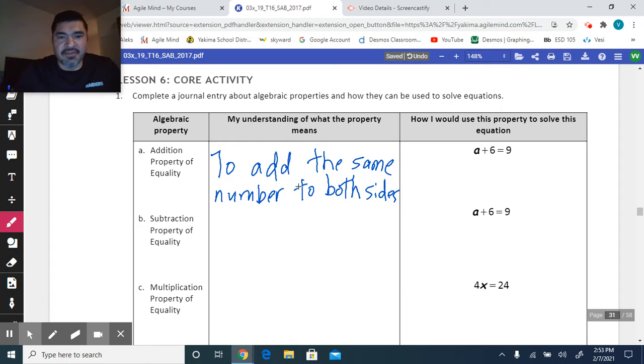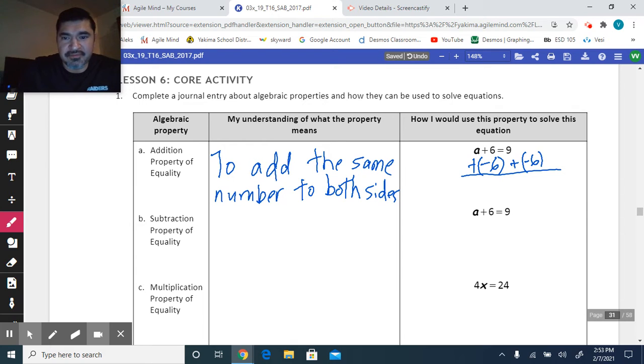Okay, so I'm looking over here at this one here. It says a plus 6 equals negative 9. Now, they want me to use addition property of equality. So I have to add a certain number. What number would I have to add to get rid of positive 6? Well, I would have to add a negative 6. So this is what they want me to do. Plus a negative 6 and plus a negative 6.